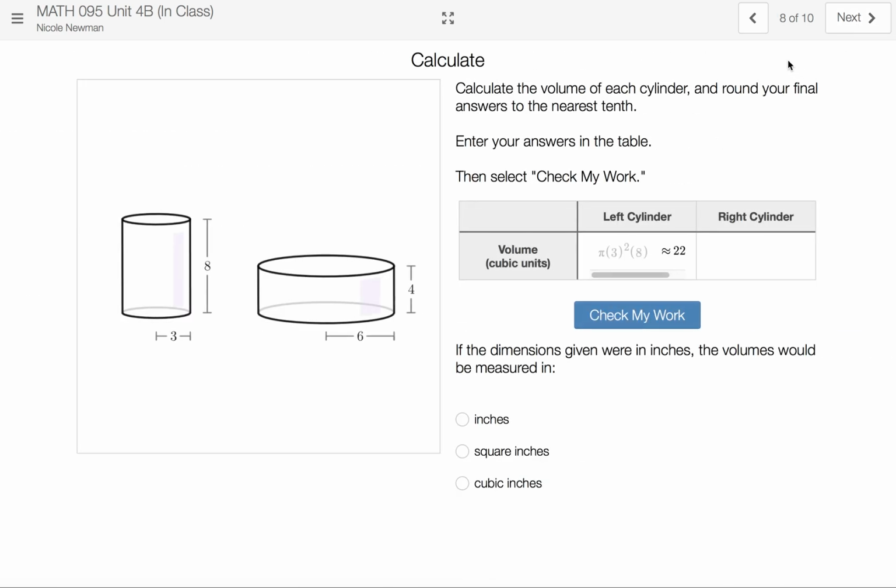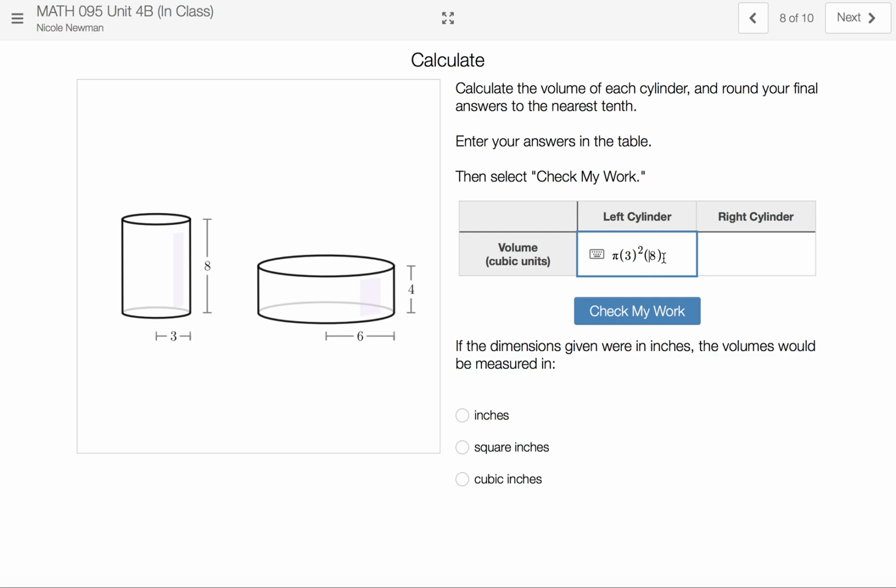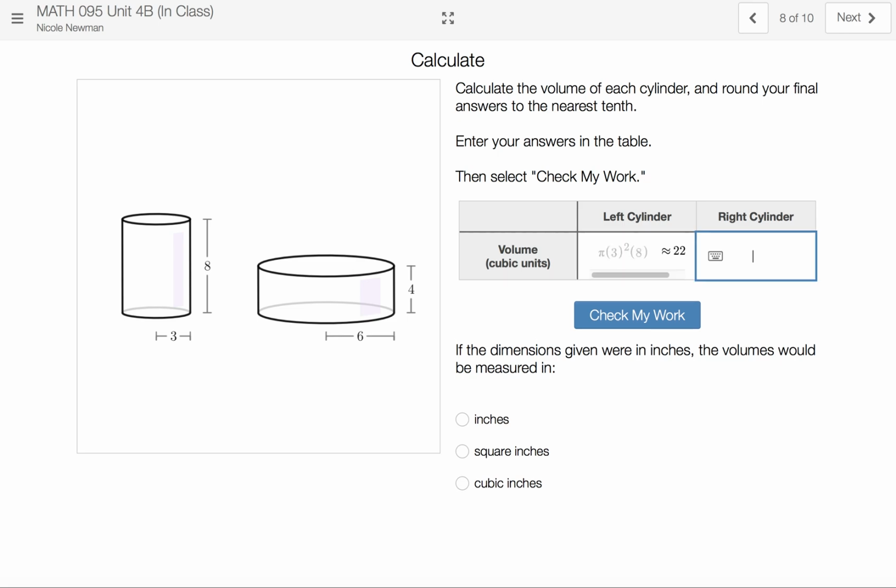For this one, we're also given the radii and the heights of 2 cylinders. If you type your work in, like I typed mine in like this, and I hit return, it'll do the calculation for me. This will also work if you type in 226.2. So you could type in just the decimal value.